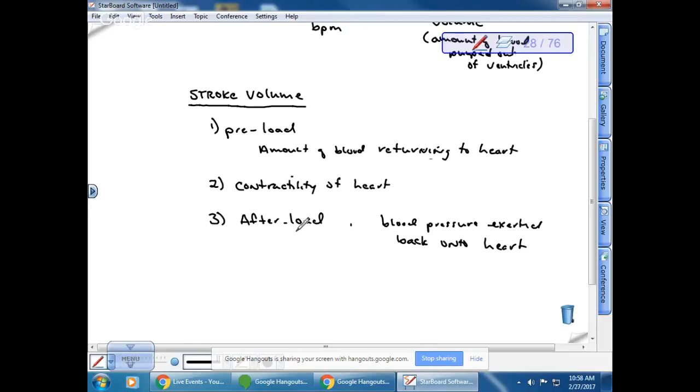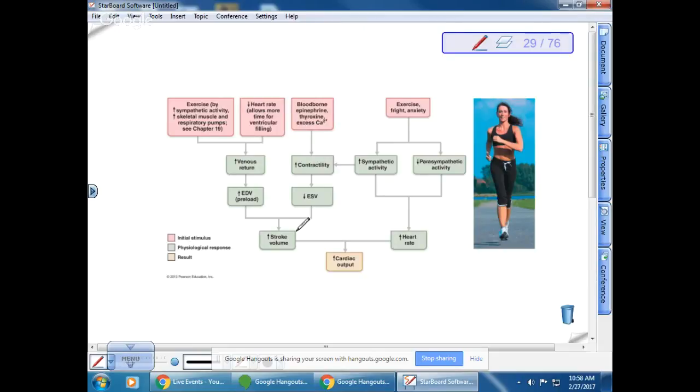In your book, they have a diagram that shows all the different ways that the variables can affect cardiac output. For example, if you exercise, you're going to increase cardiac output because you're going to increase sympathetic activity. Your muscle's going to contract more forcefully, right?